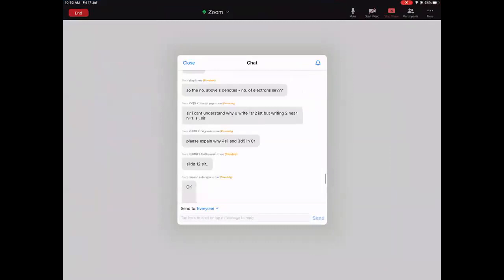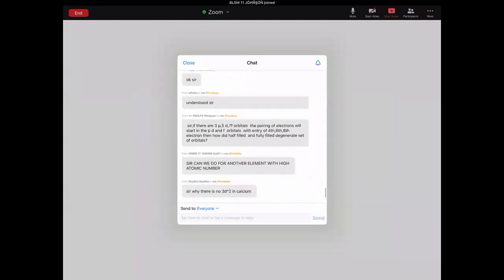Okay. Yeah, so for chromium, I am telling exactly half filled or fully filled are more stable. So if you have D4 and S2, D is partially filled. But if one electron jumps from S to D, then both are exactly half filled. So it is more stable. So one electron will jump.